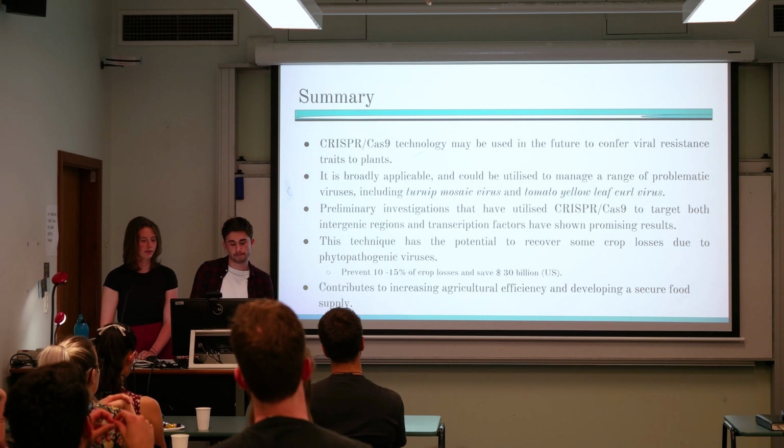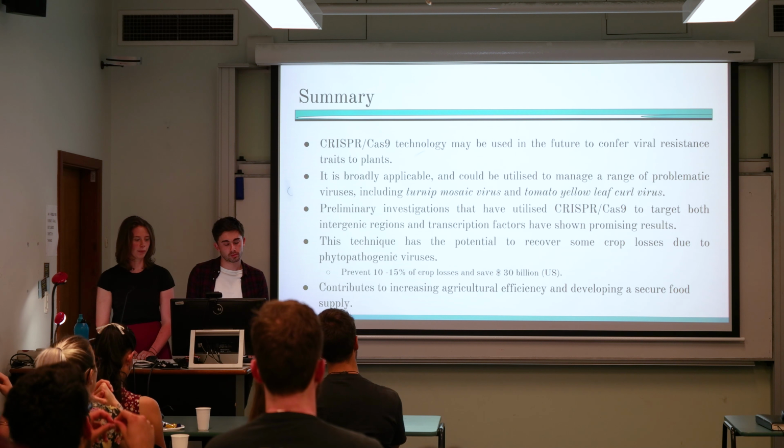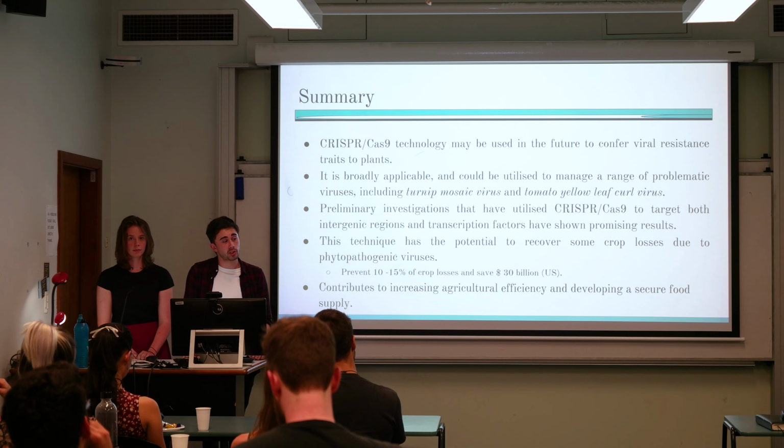Preliminary investigations that have utilized CRISPR-Cas9 technology to target both transcription machinery and intergenic regions of sequence have shown very promising results. This technique has also demonstrated potential to help recover crop losses due to pathogenic viruses. This would prevent up to 10 to 15% of crop losses and save us about $30 billion. Altogether, this will contribute to increasing agricultural efficiency and better food security for our future.